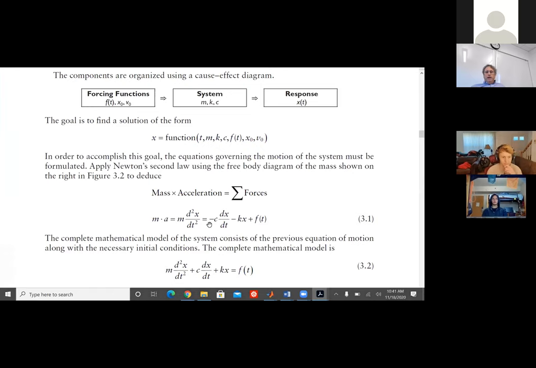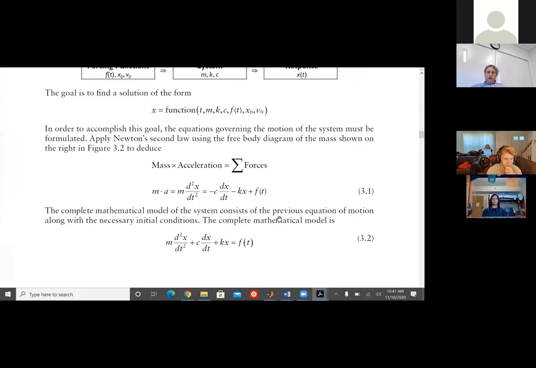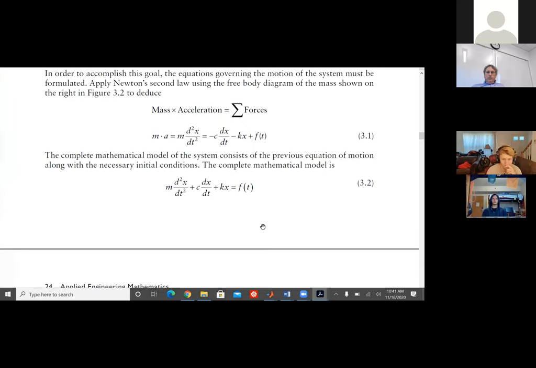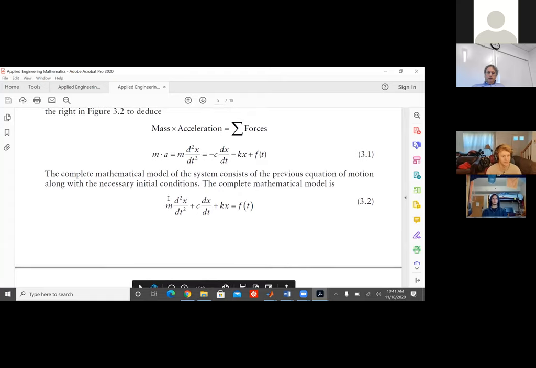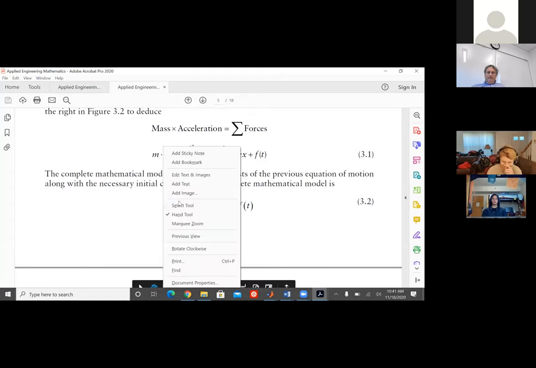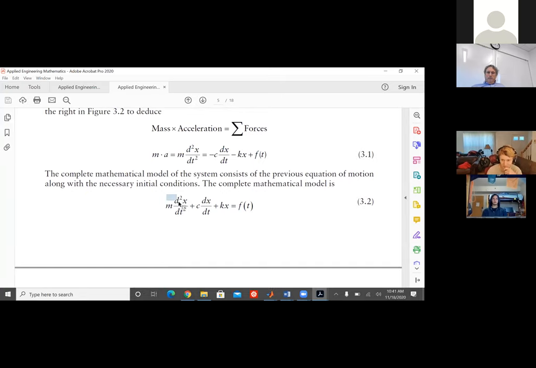Anyway, the damping is a negative term. It could be positive or negative depending on the direction of velocity. And there's the spring force and there's the applied force. Thereby, you end up with, I love to put a box around that. Oh my God, I don't know why I can do it sometimes, not others. But anyway, there you go.